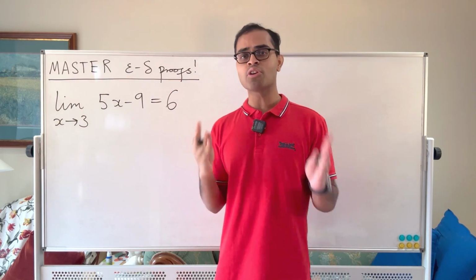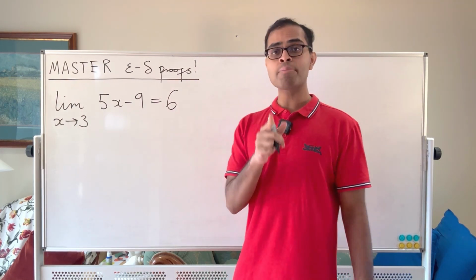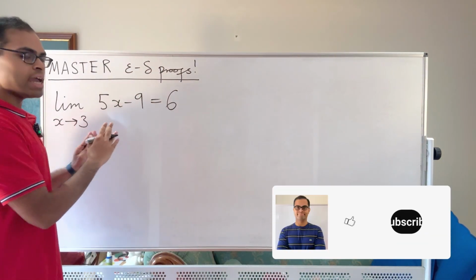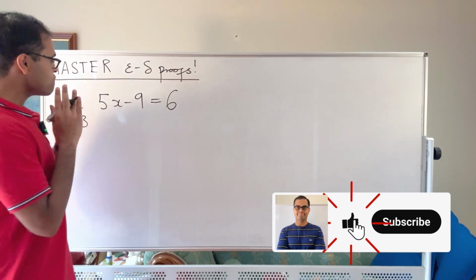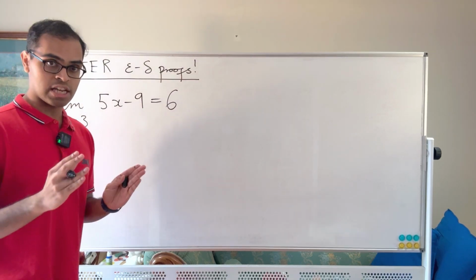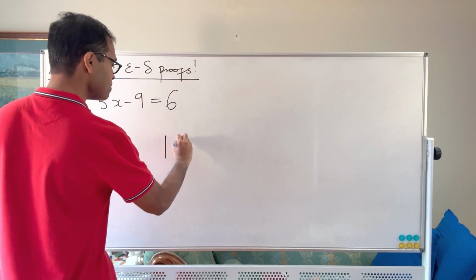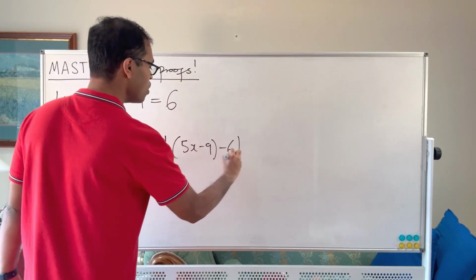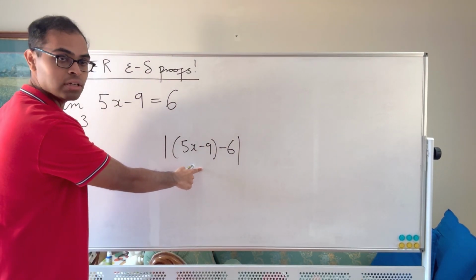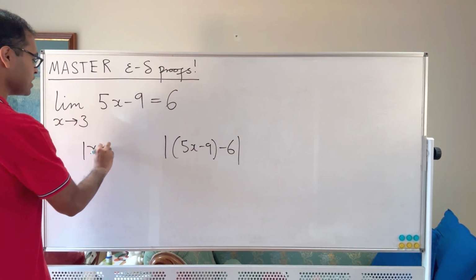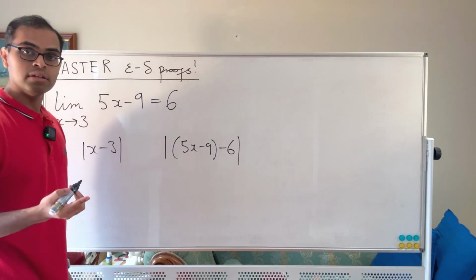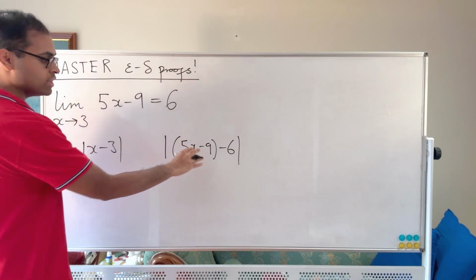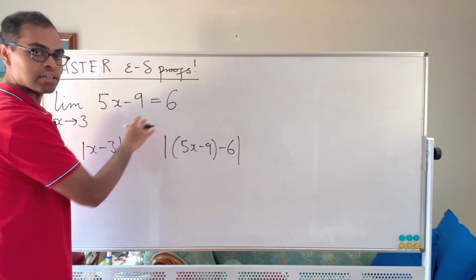What I just said is not a rigorous proof, and we're going to do the epsilon-delta definition. Now what does that really mean? Well, what this limit is saying is as x approaches 3, 5x minus 9 approaches 6. So we want to make the absolute value of 5x minus 9 minus 6 small as the absolute value of x minus 3 becomes small. The absolute value of x minus 3 is the distance from x to 3, and this is the distance from 5x minus 9 to 6.